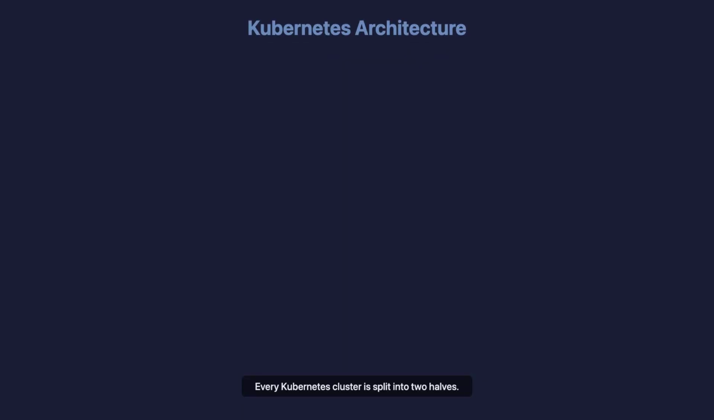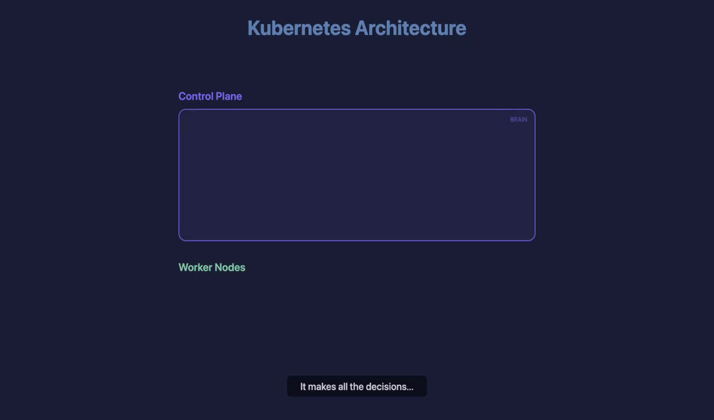Every Kubernetes cluster is split into 2 halves, the control plane and the worker nodes. The control plane is the brain. It makes all the decisions, what should run, where it should run, and what to do when something goes wrong. It has 4 core components.